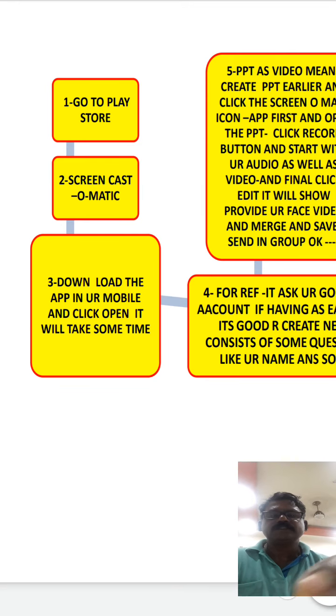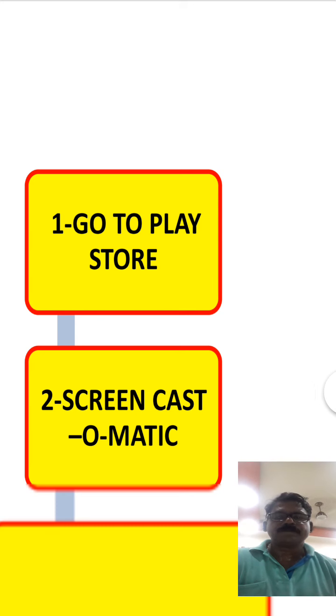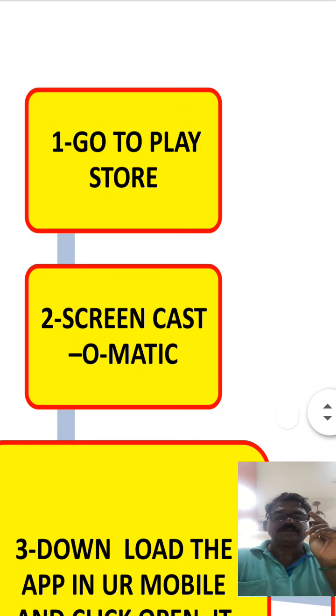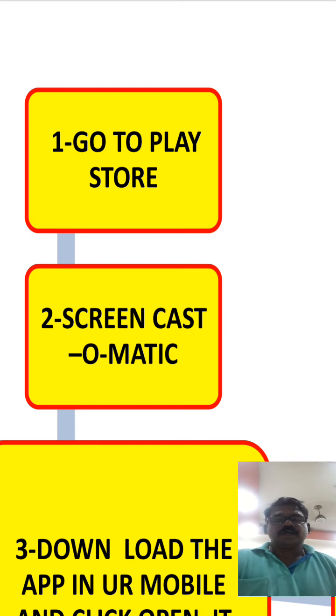What you want to do is go to the Play Store. First you want to go to the Play Store. One. The second, when you go to the Play Store, it will open. Okay, Google Play you want to go to, then go to Play Store. You just type Screencast-O-Matic, then it will come. In that you want to install. Okay, after finishing that you want to download that. Screencast-O-Matic you want to download.